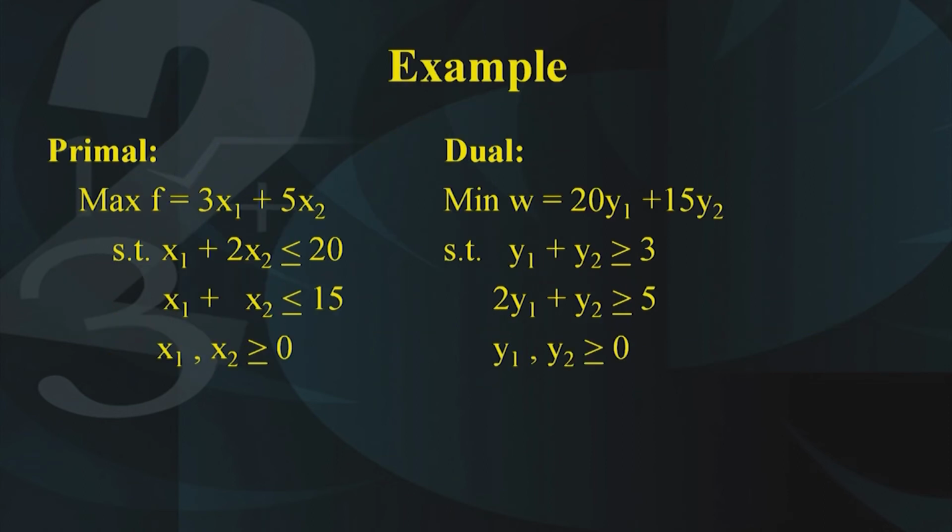Now, let us take an example. Suppose we have the primal and the dual given as follows: the primal is maximization of f is equal to 3 x 1 plus 5 x 2 subject to x 1 plus 2 x 2 less than or equal to 20, x 1 plus x 2 less than or equal to 15, and x 1 and x 2 are greater than or equal to 0. Also, we have the corresponding dual as w is equal to 20 y 1 plus 15 y 2 subject to y 1 plus y 2 greater than or equal to 3 and 2 y 1 plus y 2 greater than or equal to 5. So, just a two variable problem and its corresponding dual.